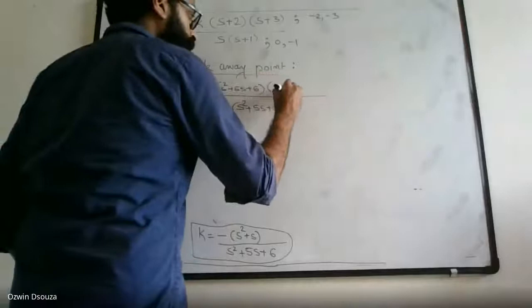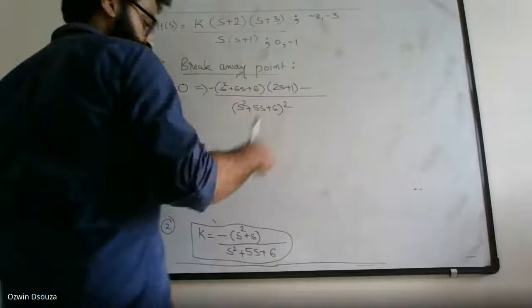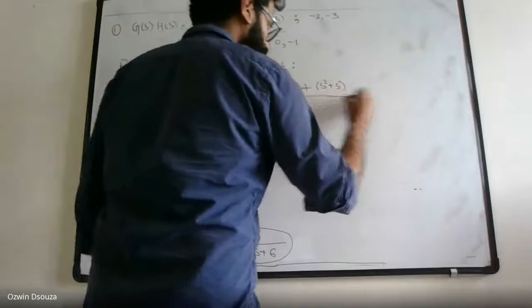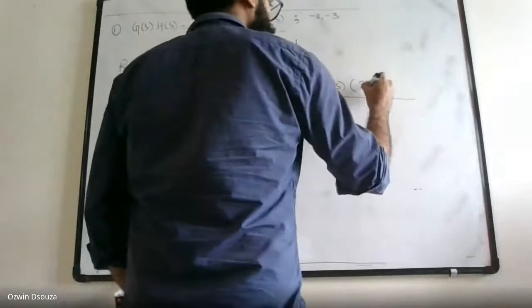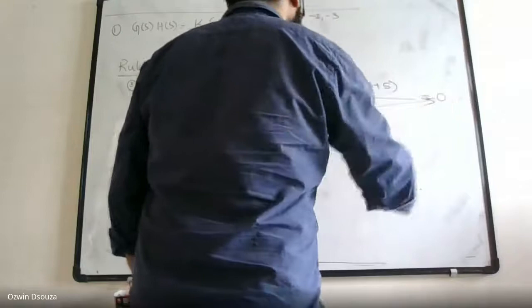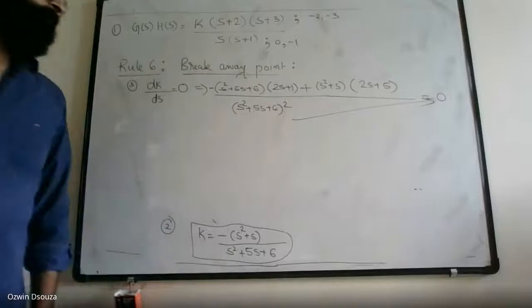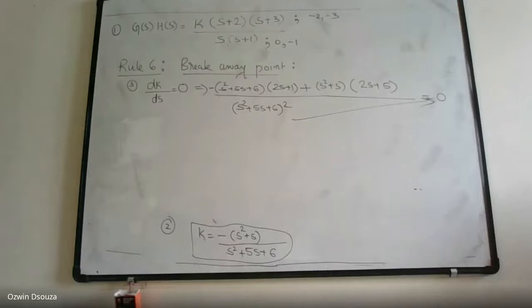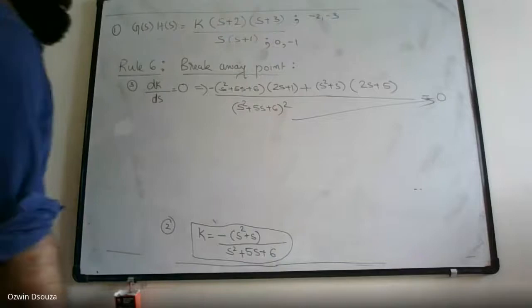Minus the numerator, so minus of minus becomes plus, s square plus s into differentiation of the denominator, right? 2s plus 5. 2s plus 5 is equal to 0. So this denominator gets multiplied with 0 and vanishes. And yeah, so you can simplify further. Here you have a minus sign, here you have a plus sign. That's okay.